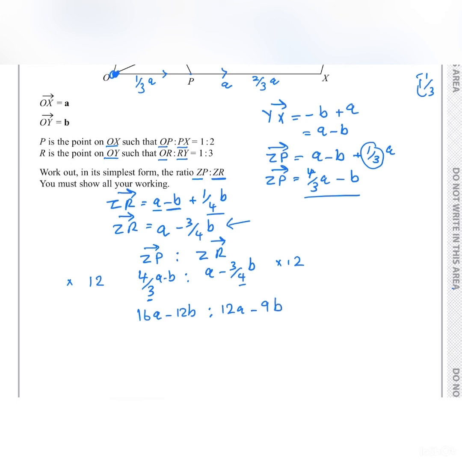Now, if I factorize this using 4 on the outside, that's 4A minus 3B. Now, if I take a common factor over here, 3 on the outside, that will be 4A minus 3B. So you can see that Z to P and Z to R is in a ratio of 4 to 3. Okay, so that is the answer for this question.